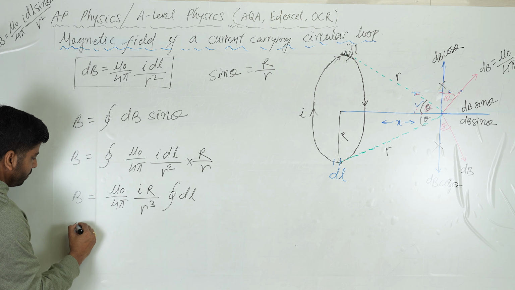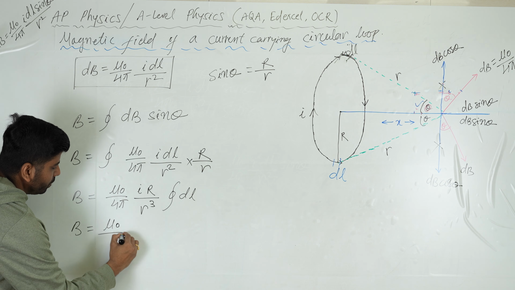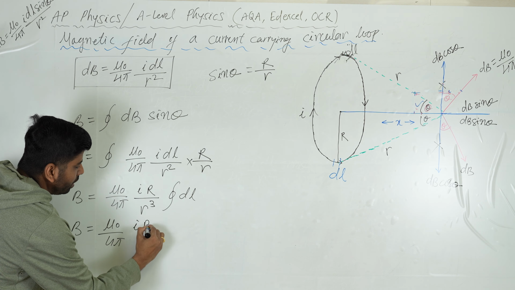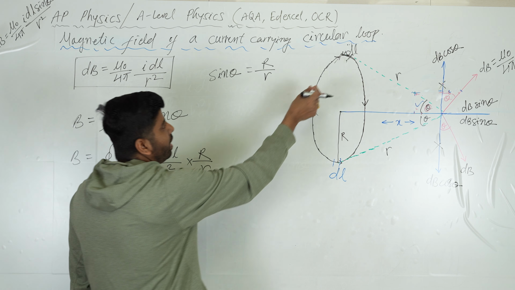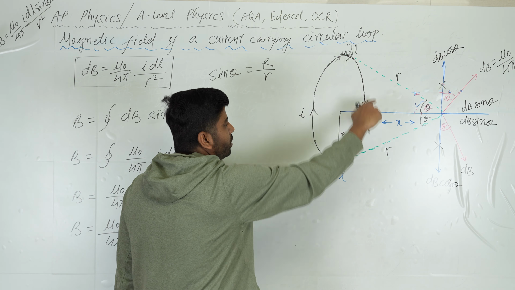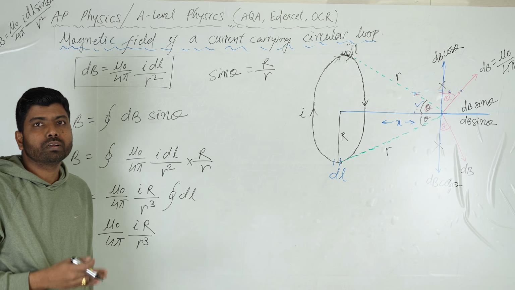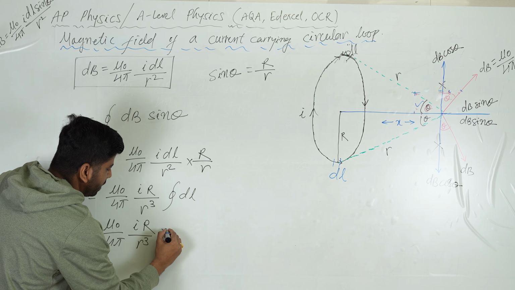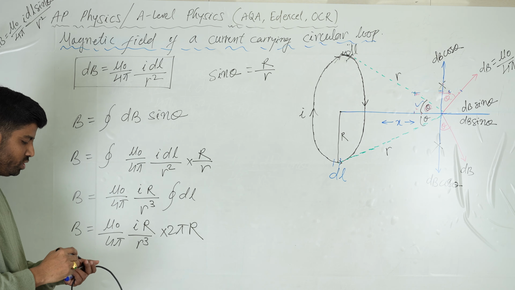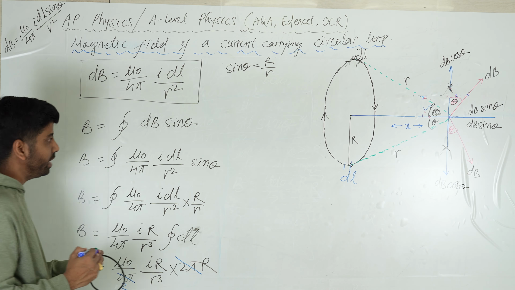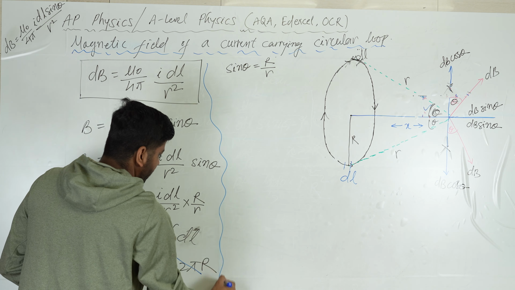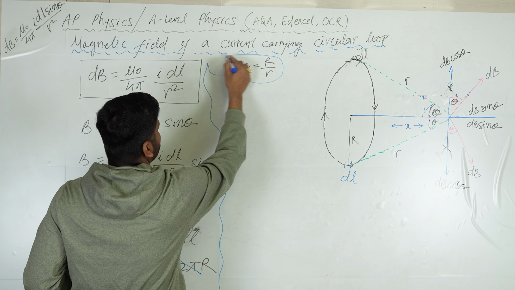In the next step, I can write mu naught upon 4 pi I R upon r cube. And if you see the closed integration, if I add up dl, the total length will be the circumference of the circle, so I can write 2 pi R. Any questions so far? No question. The 2 pi and 4 pi, which is 2 times, I can cancel.